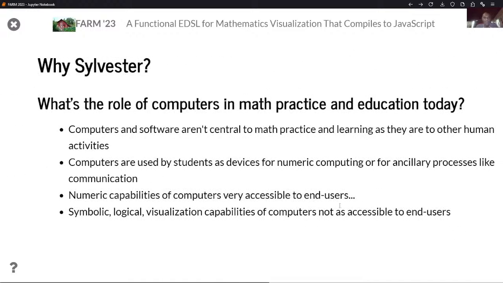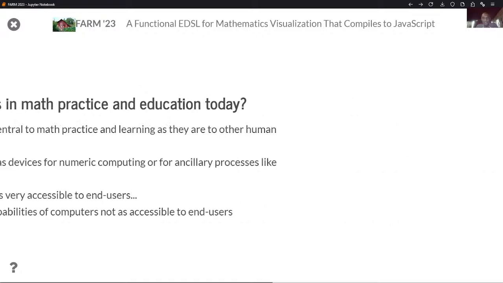But if you think about the core practice of math, what we do, computers and software aren't very central. You can basically do math completely without using computers and software. That's how a lot of us actually did math growing up, without having to use computers. Today students use computers as devices for numeric computing or for things like communication and reference lookup. The numeric capabilities of computers are very accessible, being able to calculate numbers is very accessible. But those other capabilities, like the symbolic, logical, and visualization capabilities, they're not really that accessible to end users.